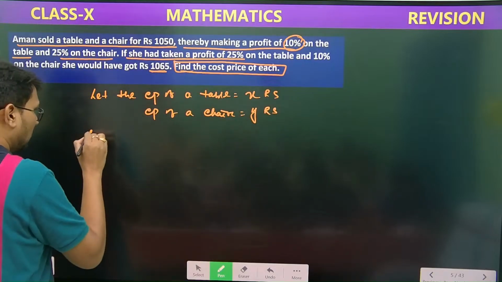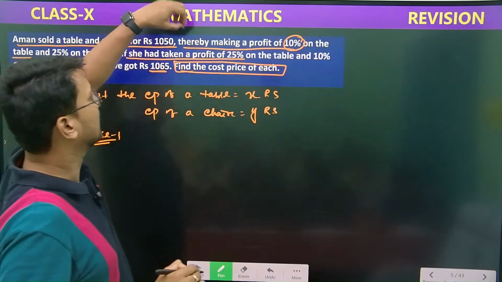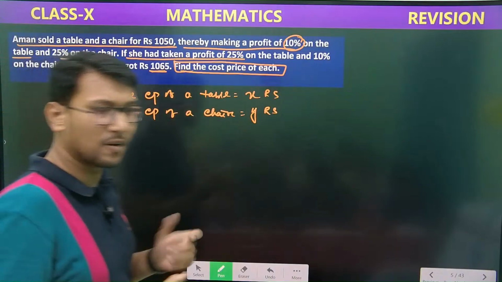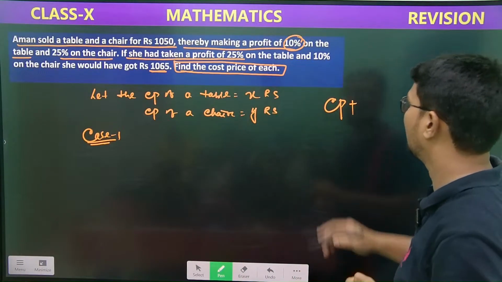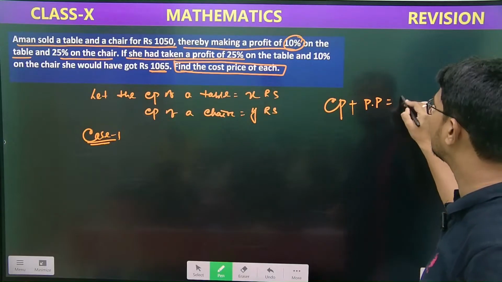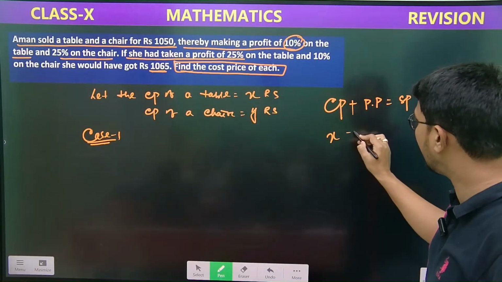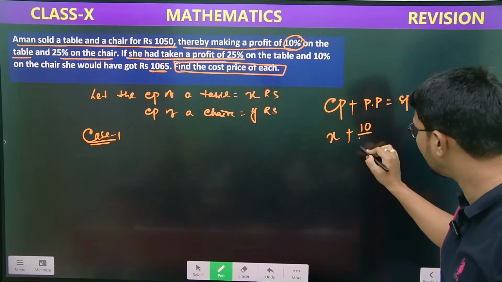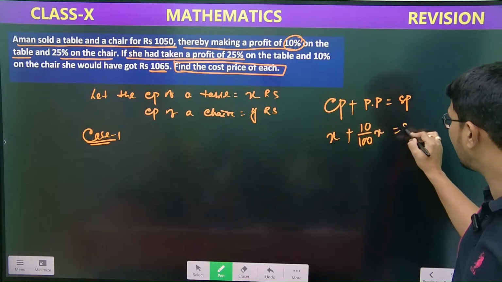Now look at case 1. Case 1 is after getting 10% profit on the table. But what does 10% profit mean? Cost price plus profit is equal to selling price. If the cost price is X and the profit percent is 10%, that means 10 by 100 of the cost price.